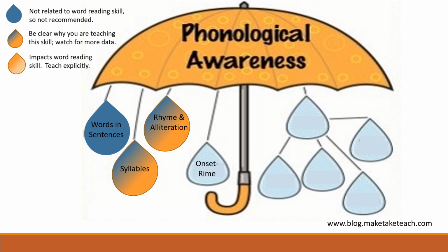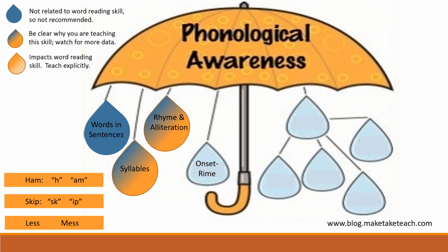Onset rhyme awareness is present when one can separate a syllable into the initial consonant or consonants and the remainder of the syllable. For the word ham, h is the onset and am is the rhyme. For the word skip, sk is the onset and ip is the rhyme. This skill is related to rhyming because changing the onset gives you a rhyming word, as in less and mess.